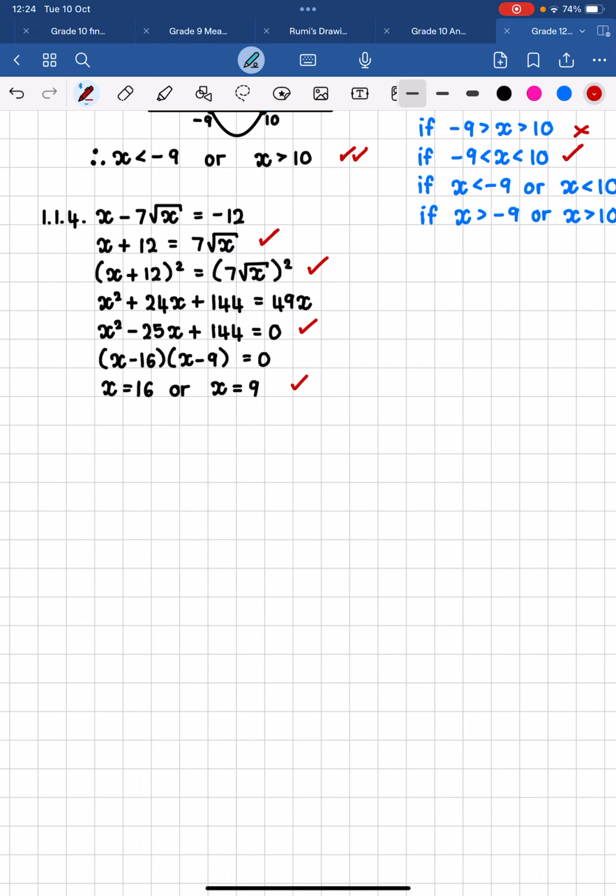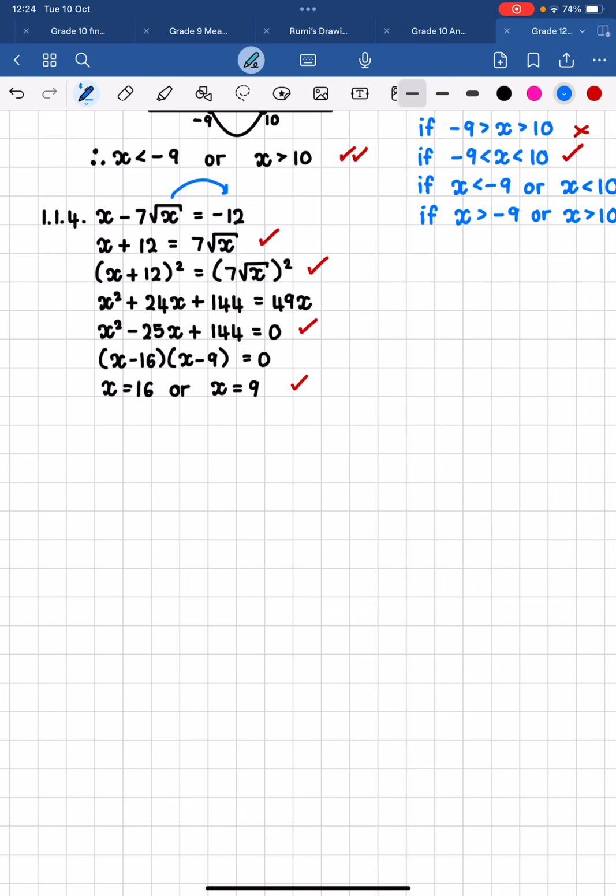The first mark there was for isolating the surd. That's what you always have to do with a surd equation, guys. You need to get the term that has the surd in it on its own on the one side. So what I did was I just moved this one over to that side because then it's going to become positive. And I moved the 12 over to that side. But you can obviously have it the other way around as well. That's also fine.